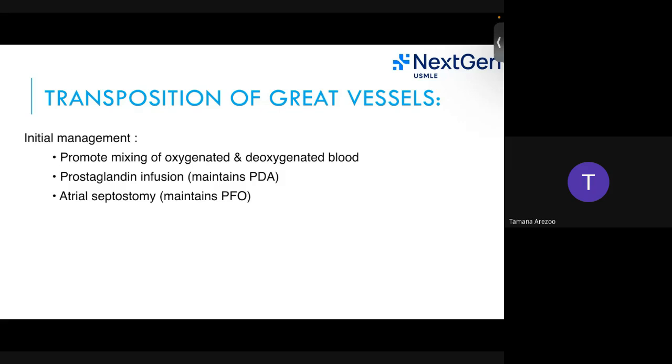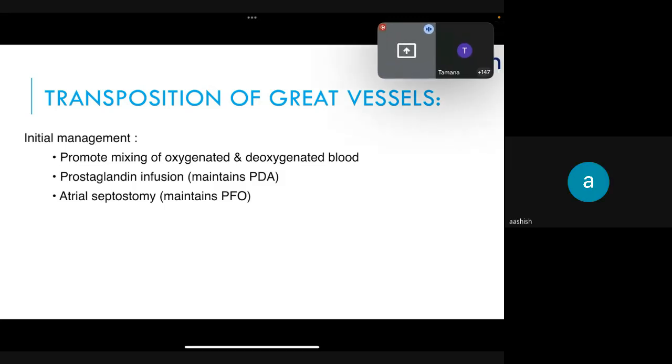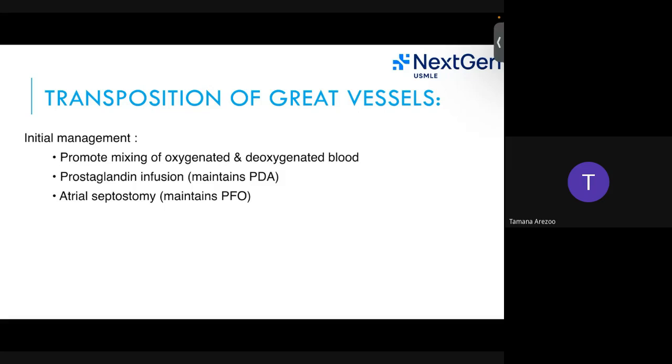Another thing, keep the patent ductus arteriosus open. You know what is ductus arteriosus? Anyone? It's a connection between two vessels. I want you guys to be telling me that. Parts of aorta and left part of the pulmonary artery. Pulmonary artery and aorta. Perfect. Okay, which part of aorta? Ascending or descending aorta? Very high yield. Descending aorta. Perfect. Keep that in mind. Okay.